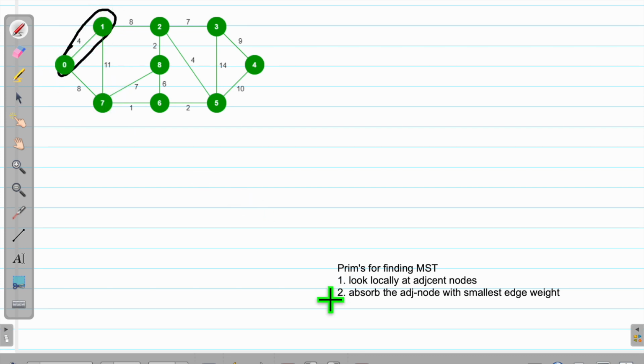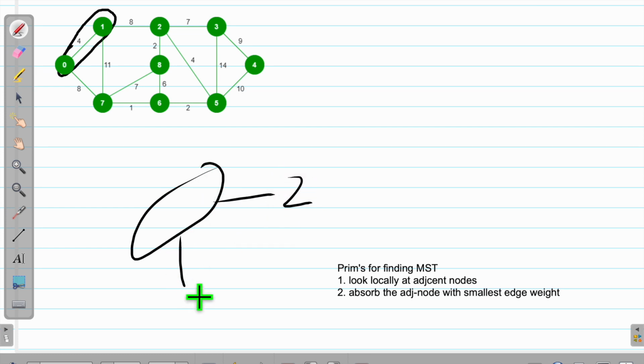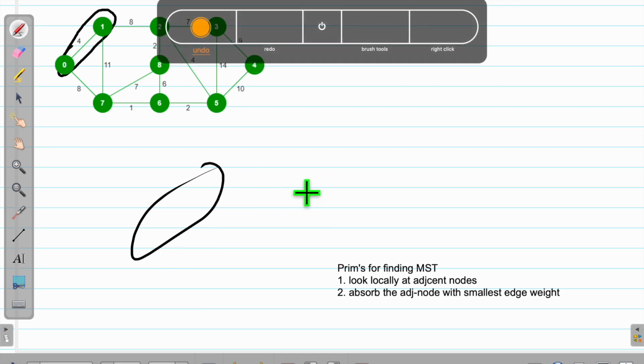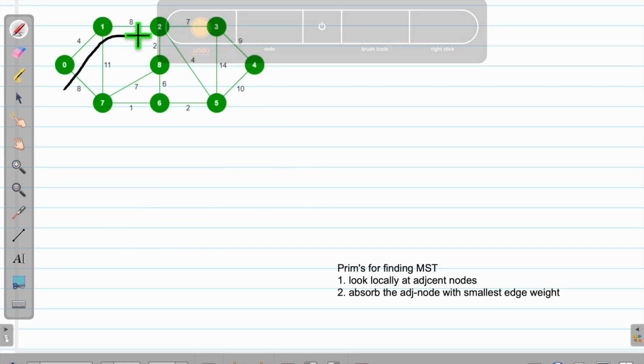So what's next? We repeat these two steps. Now what are the nodes connecting to this guy? It will be 2 and 7. For 7 we have two lines, one is 8, one is 11, and for 2 we have a line 8. So in this case we have a tie. We can either go to here or go to here. So we follow an ordering: we go to the one with the smaller index. So we will go to 2, which means now we will absorb 2.